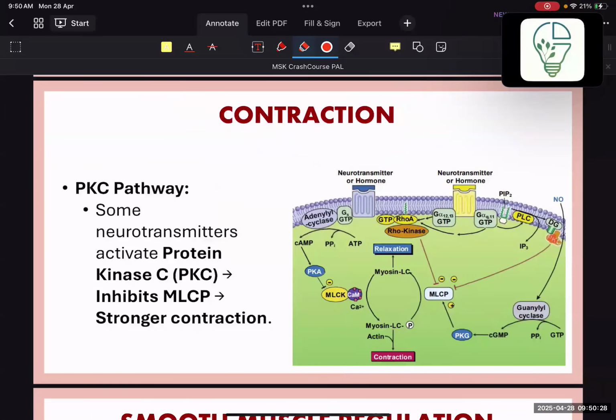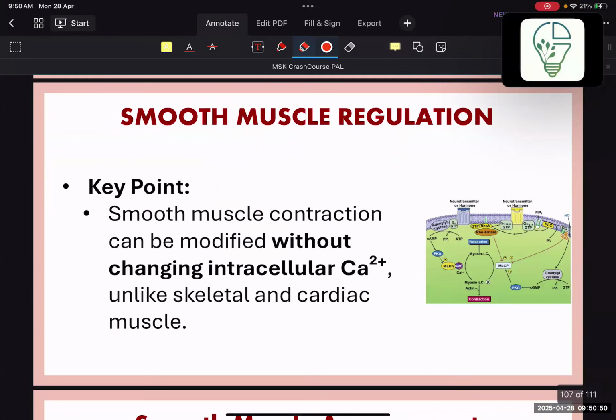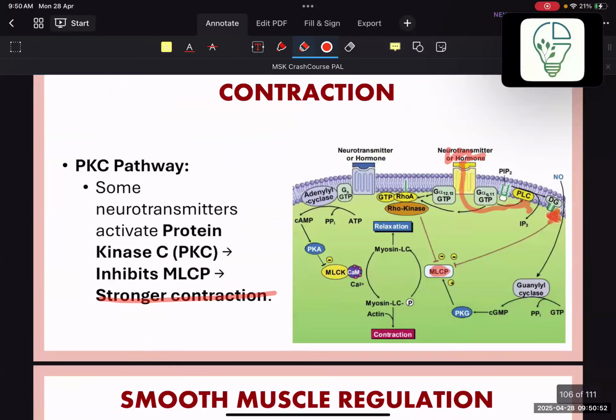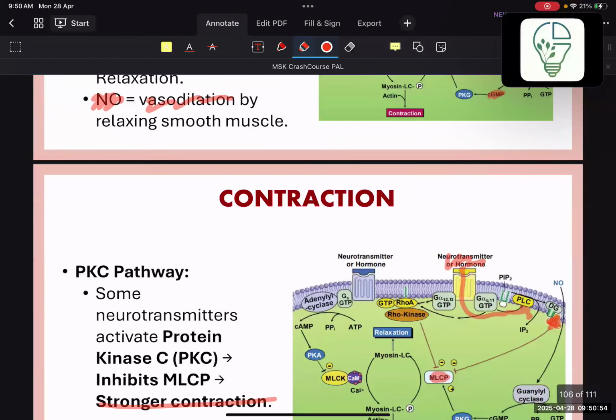Protein kinase C does the opposite action of the other two that I just mentioned. Some neurotransmitter is going to bind to a receptor, and that's going to cause a long cascade that will trigger protein kinase C, and then protein kinase C will go and inhibit MLCP. And if you're inhibiting MLCP, what are you increasing? MLCK. What will you have? A stronger contraction.